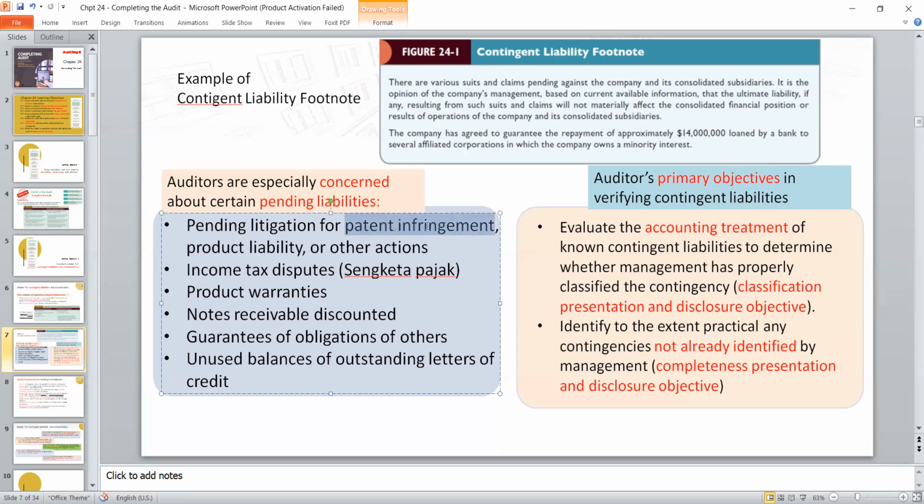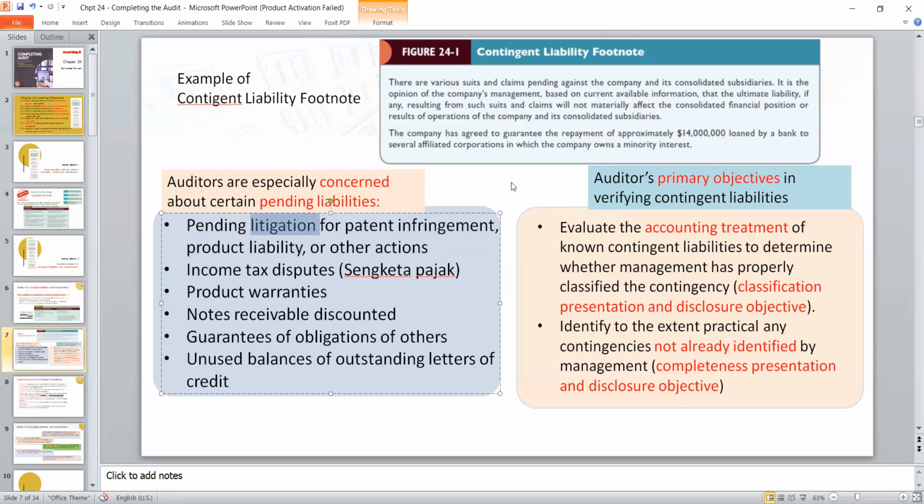It is like patent infringements. This is about the patent. Like you download an MP3 illegally, and you take the song in your video and upload it to YouTube, and YouTube bans you because the sound has a patent. Something like that, patent infringements, product liability, cacat, or maybe other actions.